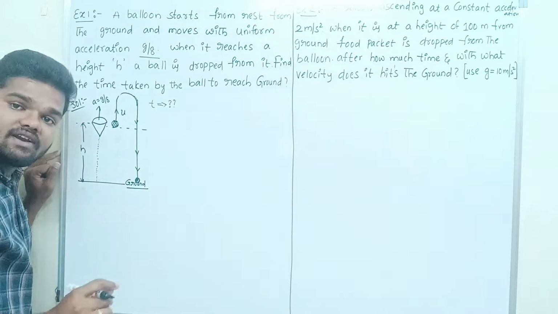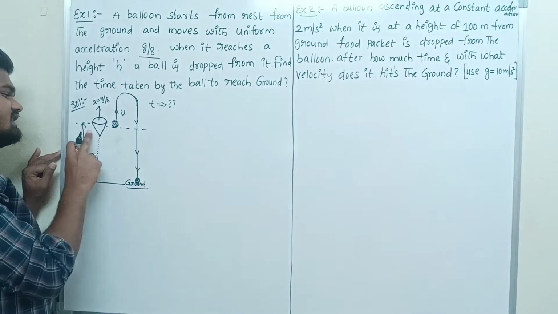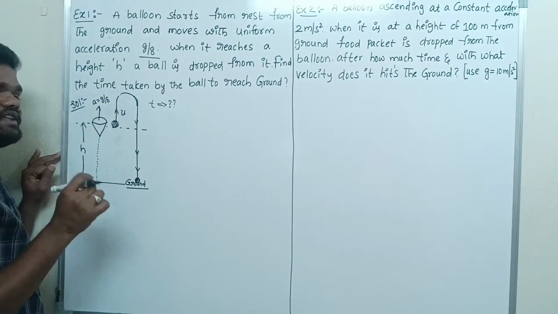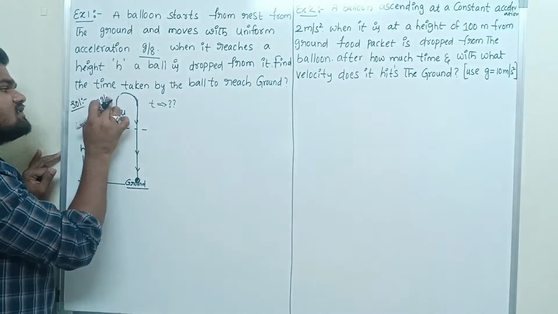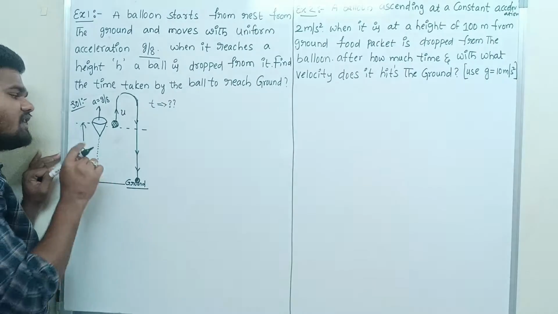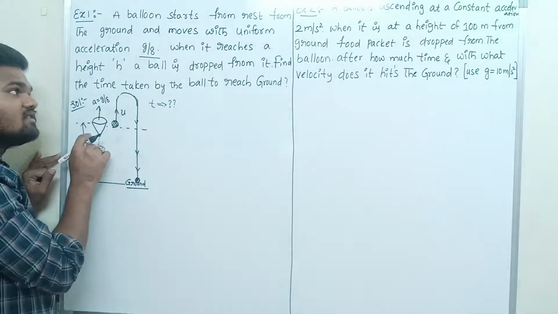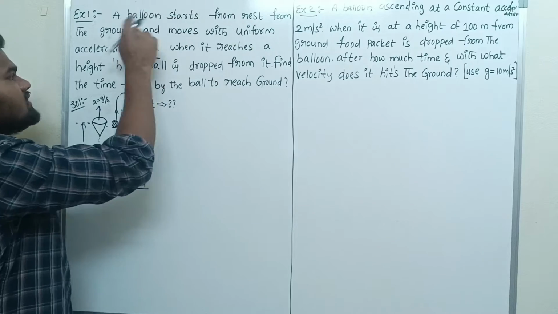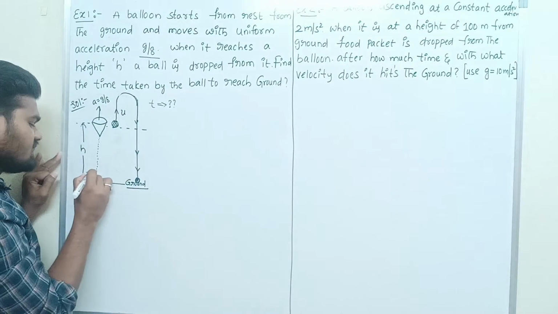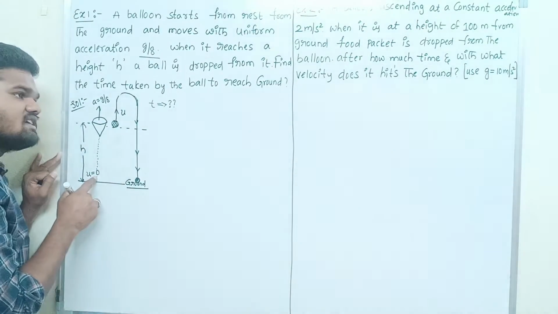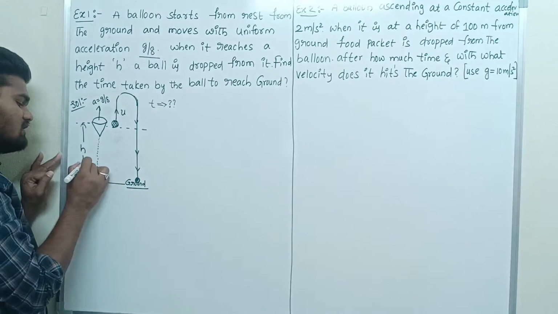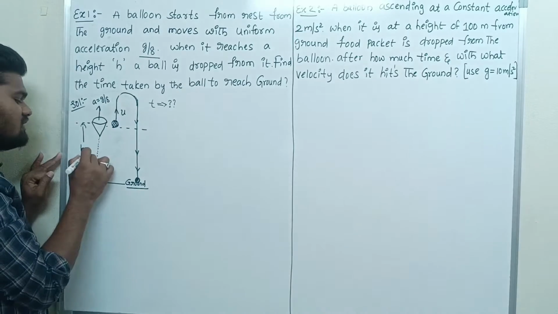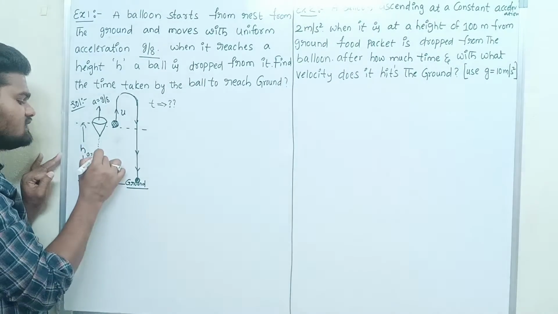Are you getting? Right. So what is given? The height of the balloon from the ground and the acceleration of that balloon, a is equal to g by 8, and we are going to find the final velocity of this balloon. In the question itself they have given: a balloon starts from rest from the ground, which means its initial velocity is 0. So the displacement of the balloon is given, s is equal to h. Acceleration of the balloon is given, a is equal to g by 8.